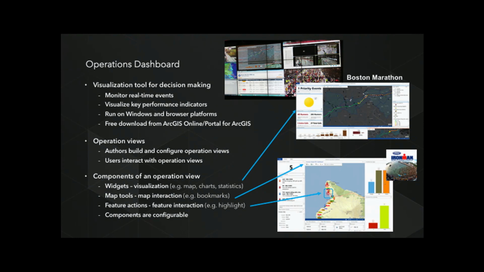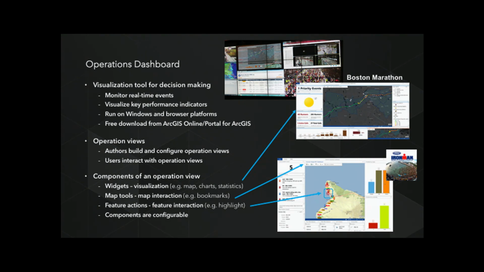The third kind of components in dashboard is called feature action. They are little actions that you can execute on individual features. To give you an example, you see there's a list widget on the operation view at the bottom. On the list, it shows all the features, one item for each feature. If you want to know where exactly that feature is on the map, you can pick that feature from the list and then run a highlight feature action, and that will highlight that same feature on the map.